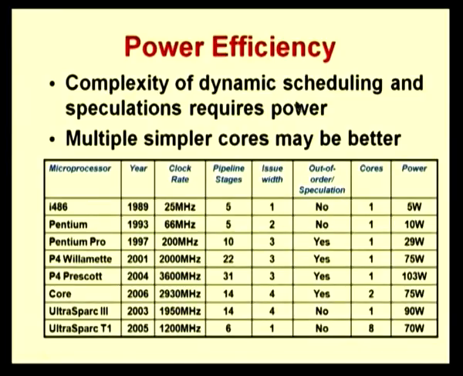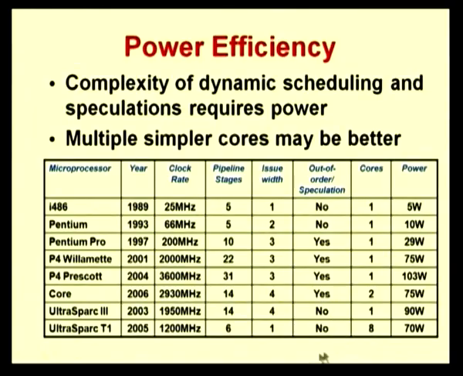Another thing to keep in mind is power. What is the power efficiency of these dynamically scheduled architectures? All these dynamic scheduling mechanisms, because of their complexity, require a lot of power. Which is why, instead of going for highly dynamically scheduled, very complex architectures, we have now started moving towards simpler cores, or multi-core architectures. We talk about multiple simpler cores, and we say that these can be better than these dynamically scheduled architectures.